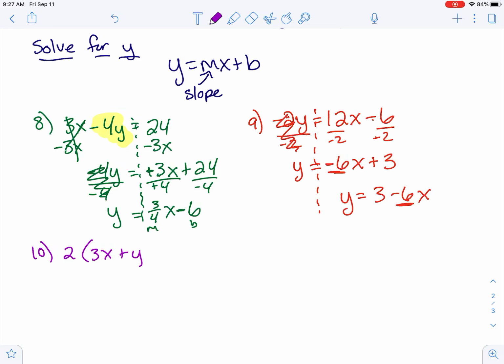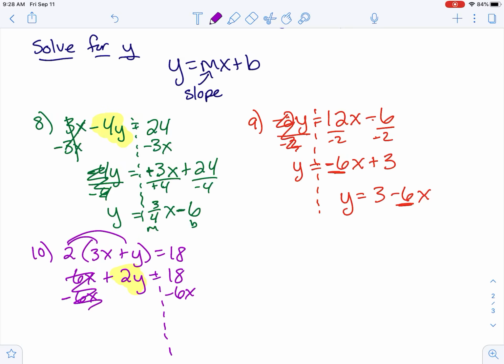We have 2 times 3x plus y equals 18. Well, this one I have my parentheses with a number in front of it, so we're going to have to distribute. So we're going to distribute that 2 to get 6x plus 2y equals 18. Now I'm going to do my dotted line. What do I need to isolate? I need to get this 2y by itself, so what's over there with it? I have a positive 6x. So I'm going to take the opposite by subtracting it to the other side.